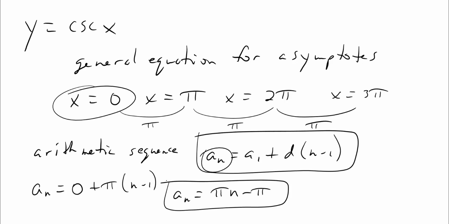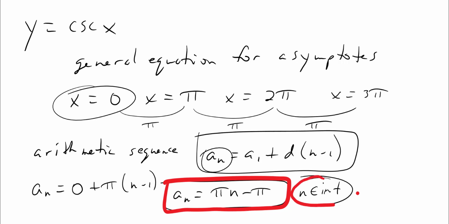So you're going to say for a general equation, a sub n equals pi n minus pi, but you've got to tell me n is an integer. And that's what this means: n is in the set of integers. Okay, so these are the two things you're going to give me. You're going to say this, and you're going to say this. And that's going to be your asymptotes.